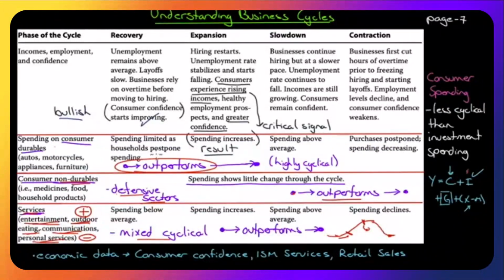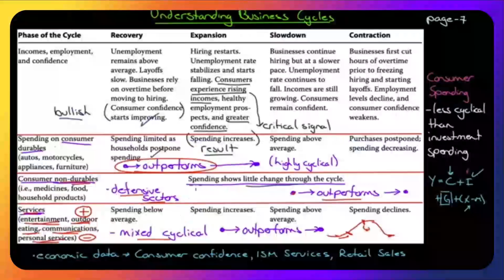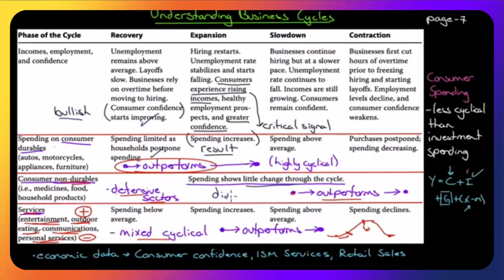For durables, it doesn't really pick up yet in the recovery. Spending is limited as households postpone spending. However, the equities outperform in anticipation of an upswing in durable goods purchases. Defensive sectors really show little change throughout the cycle, so they're always there. By the way, most of these companies, if you're looking for dividends, they're very good dividend payers. And for services, spending is below average. It is probably average for the non-discretionary services and way below average for the discretionary services.